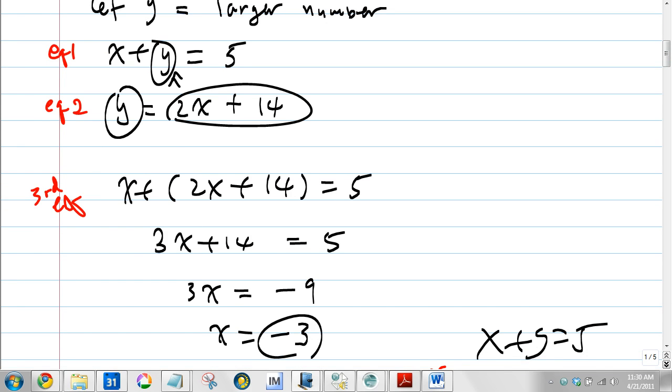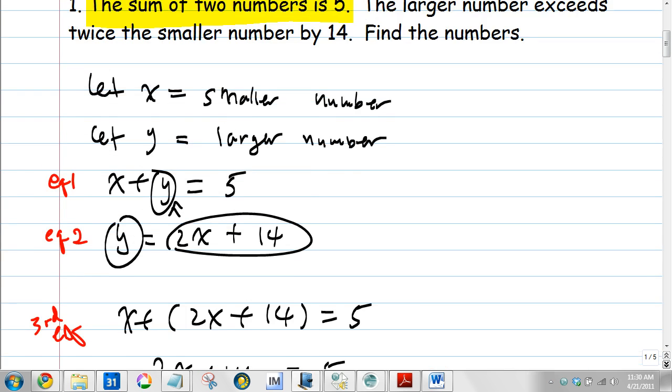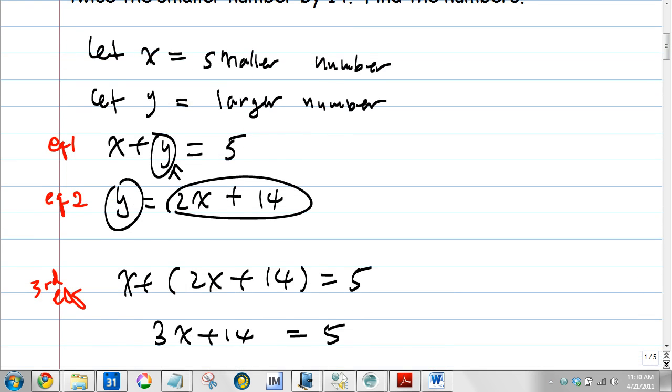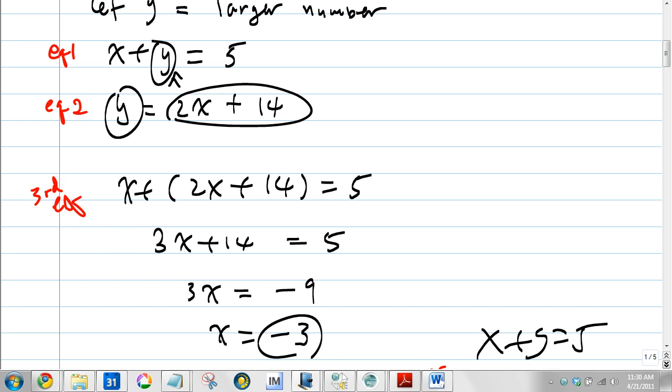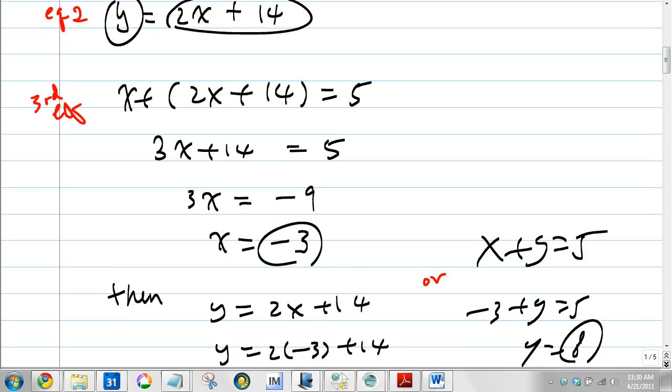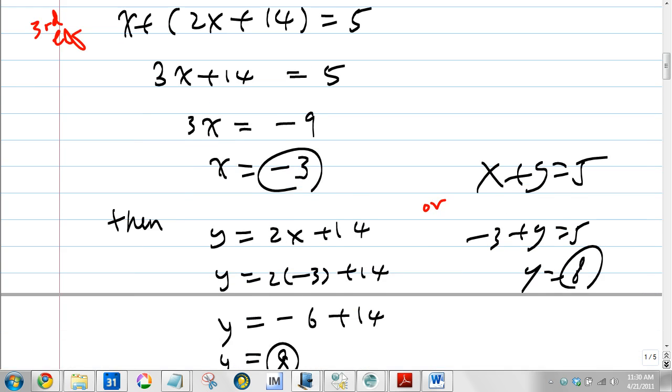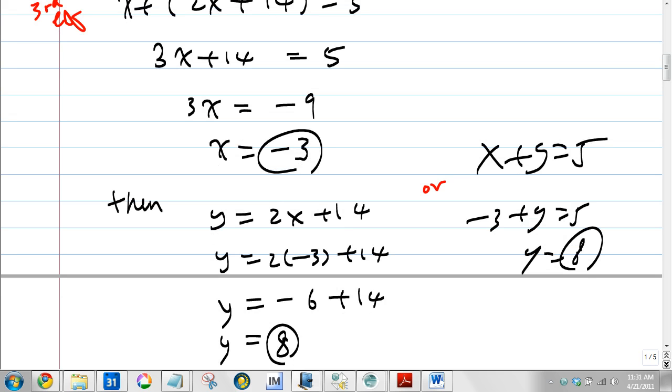And how do you get y, the bigger number? You use one of the original equations. Doesn't matter which one you use. Which one would you like to use, the first one or the second one? The first one is easier. It says x plus y is 5. So if x is -3, what's y, guys? 8. Or you could have used the second equation if you wanted to. It's up to you. You could use either one. Okay, so there you are.